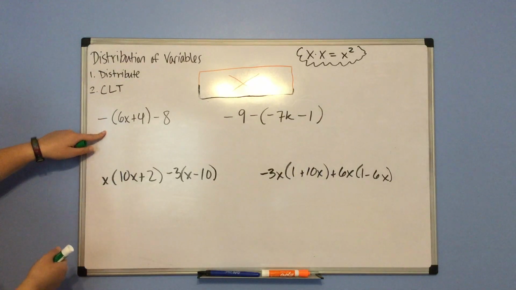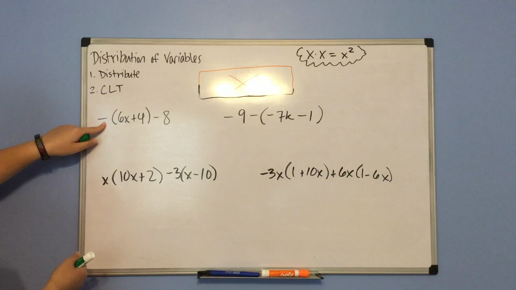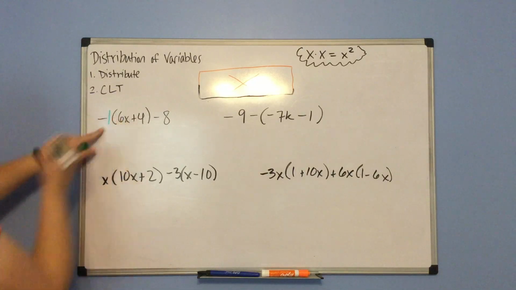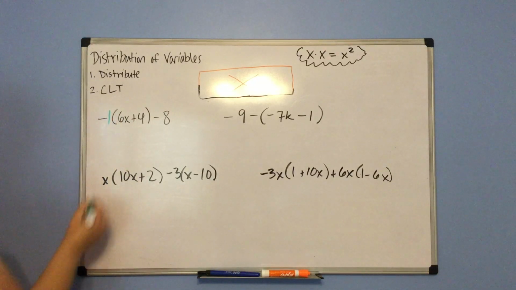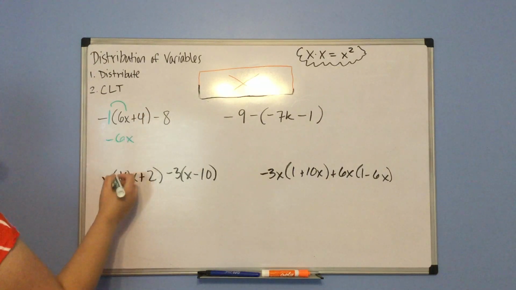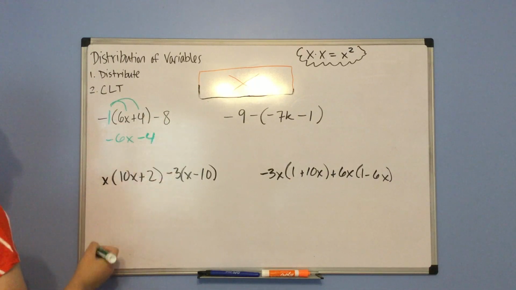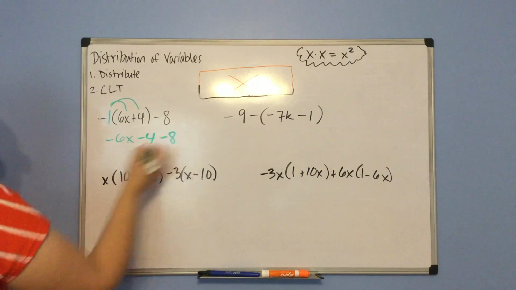Here I have just a negative in front of a set of parentheses. When you see just a negative in front of a set of parentheses, it's like having a -1 in front. So feel free to write that in if it helps you. -1 times 6x is -6x. -1 times 4 is -4. And then the -8 stays the same.